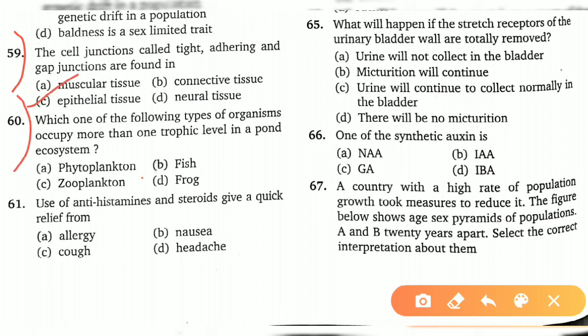Now 60th question. Which one of the following types of organism occupies more than one trophic level in a pond ecosystem? Options are phytoplanktons, fish, zooplankton, and frog. So the answer is the fish.